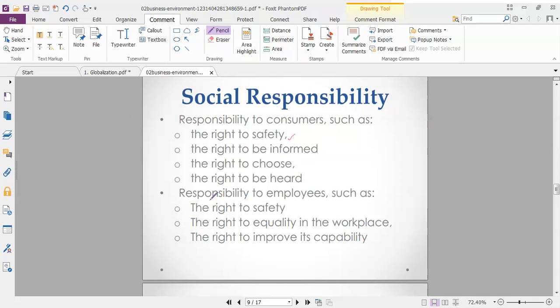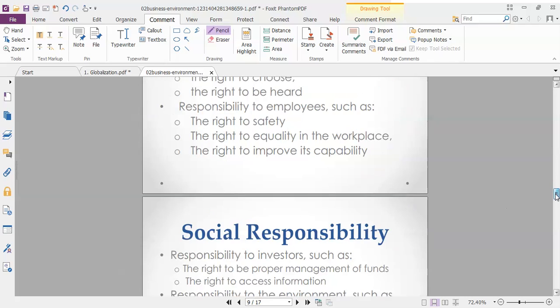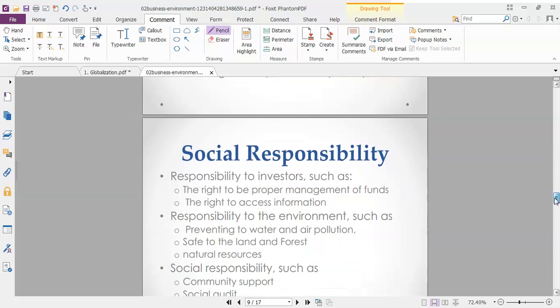Responsibility to employees, the right to safety. So your employees that work in your factory are safe. The right to equality in the workplace. The right to improve their capability. Responsibility to investor. The social responsibility is more to the stakeholders. Who are the stakeholders?